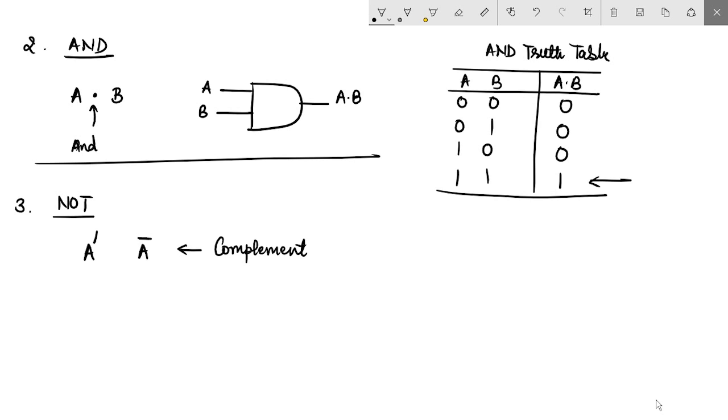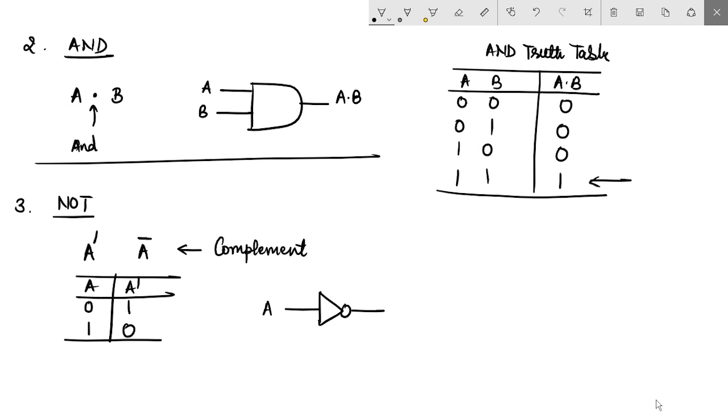What does this tell us? That NOT is just a single input function. The input to a NOT gate is just one variable, not two variables, like how AND and OR are. So if the input is 0, its complement is 1, and if the input is 1, its complement is 0. So this is how the truth table for a NOT gate looks like, and this is how its logical symbol looks like. A triangle followed by a circle. So if this is A, this is A bar, and this is how a NOT gate would look like.